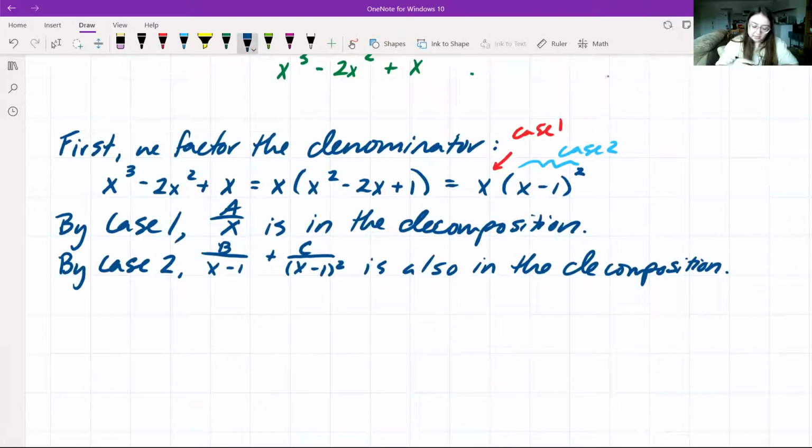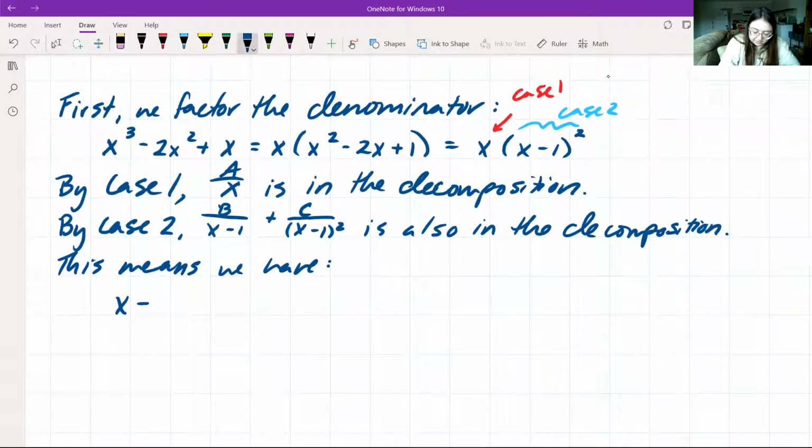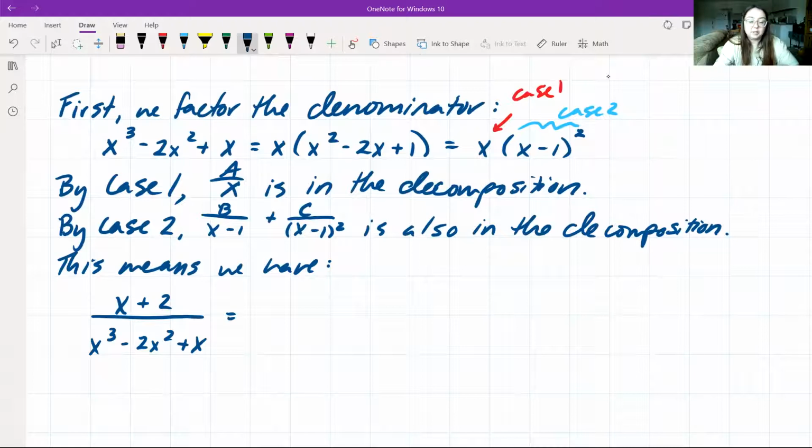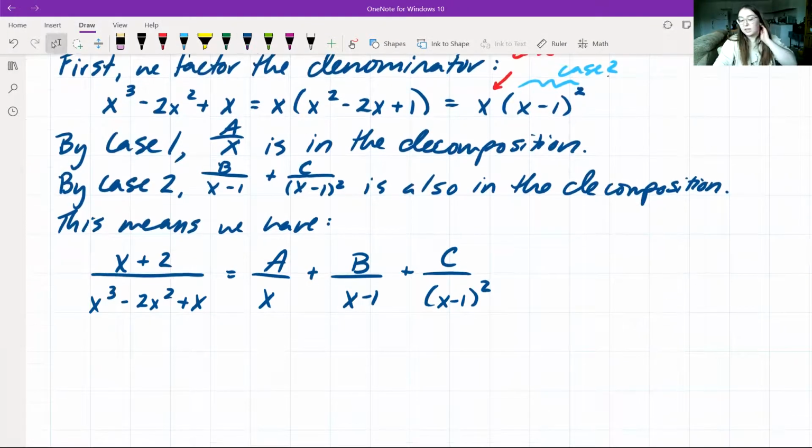So this now means as our partial fraction decomposition that we have x plus 2 over x to the power of 3 minus 2x squared plus x is going to be equal to a over x plus b over x minus 1 plus c over x minus 1 squared. So we need to solve for, in this case, a, b, and c.